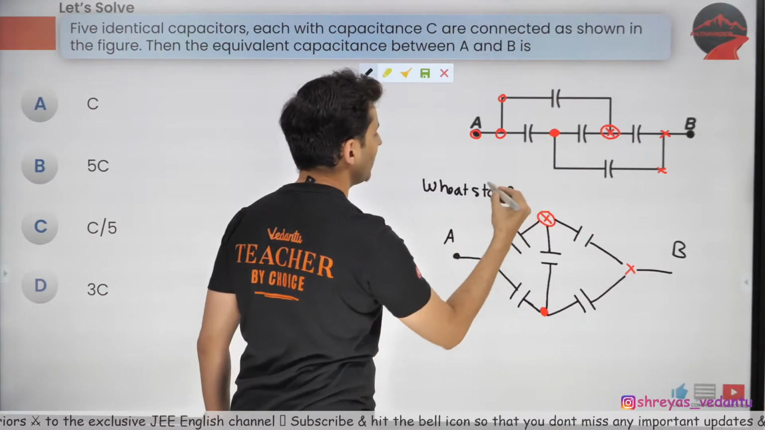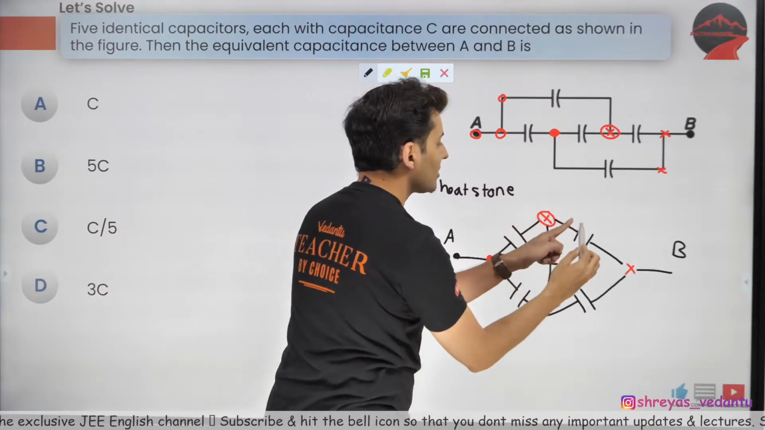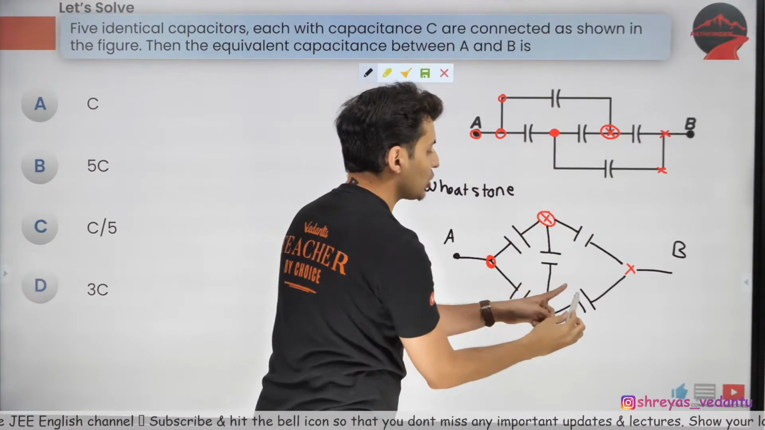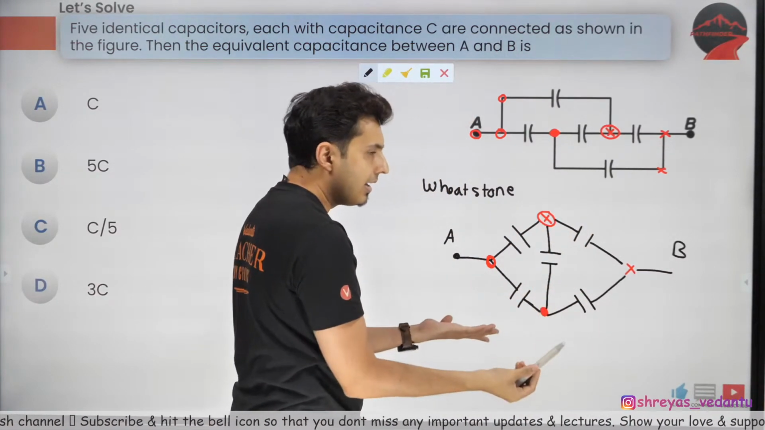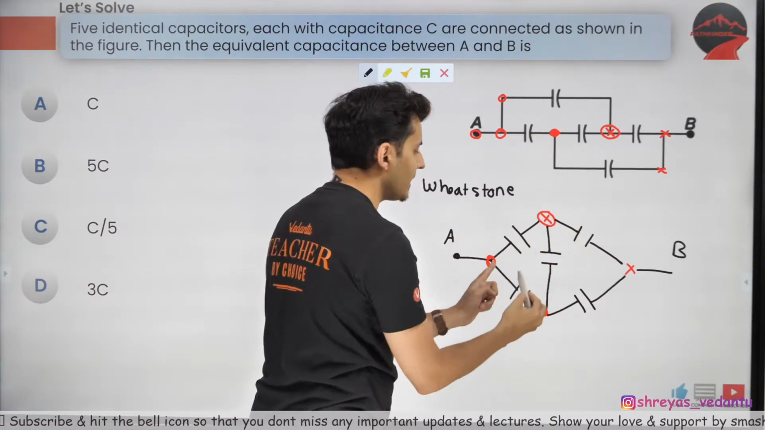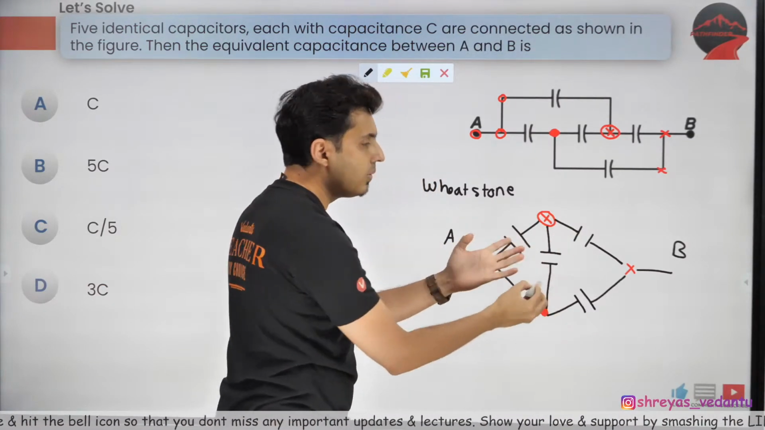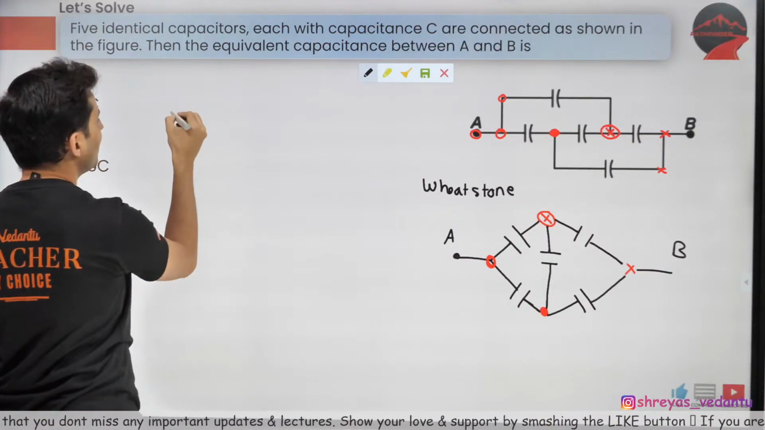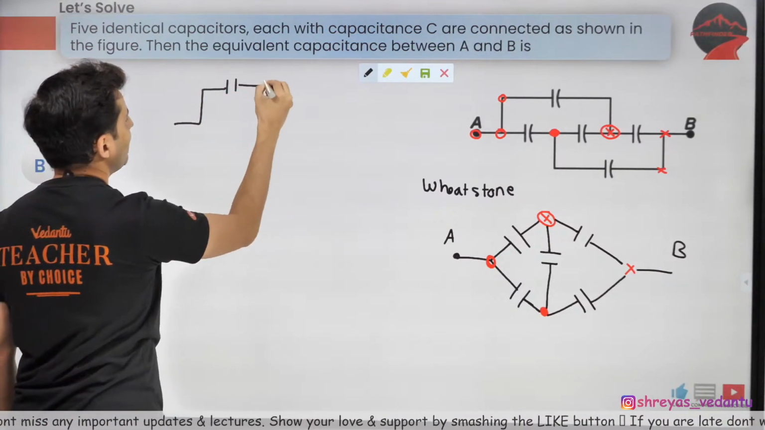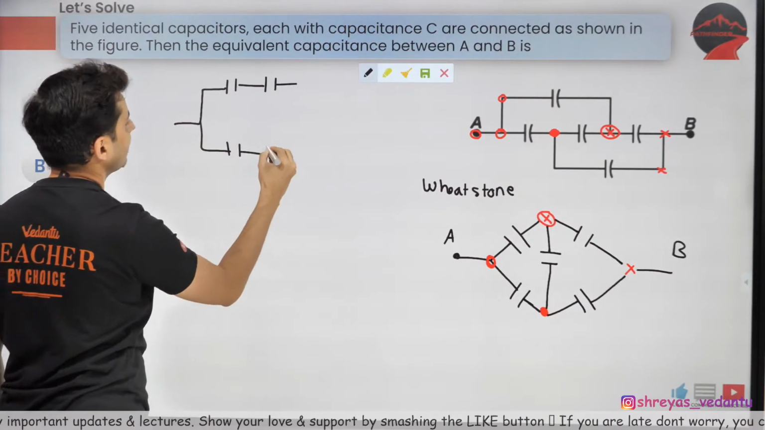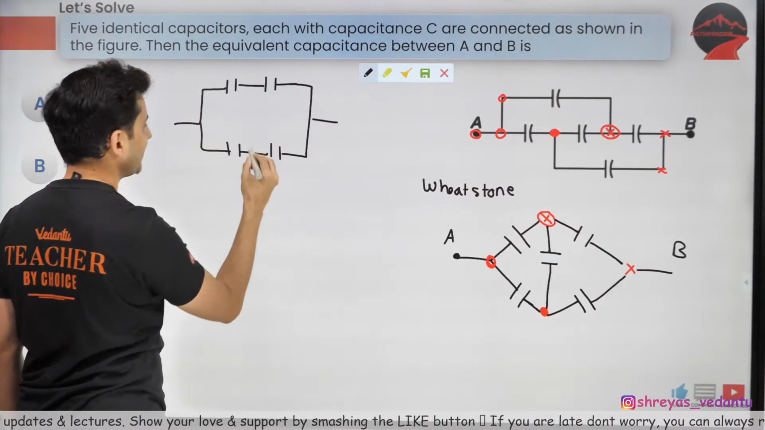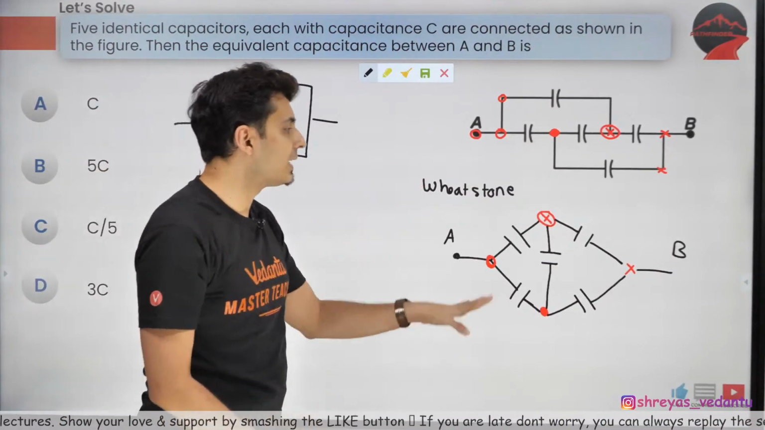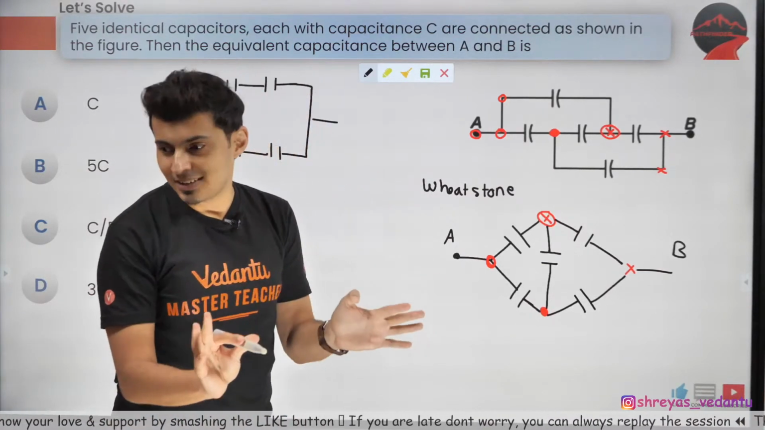And in a Wheatstone's bridge, if these two are in the same ratio as these two, in fact they are, because this is C, this is C, this is C, this is C. The middle one is completely useless. Okay, it's a balanced Wheatstone. So you will just get this capacitor, this capacitor, this capacitor, this capacitor, nothing else. The middle one is completely useless once it is balanced.